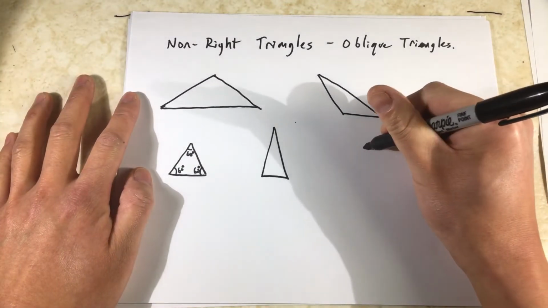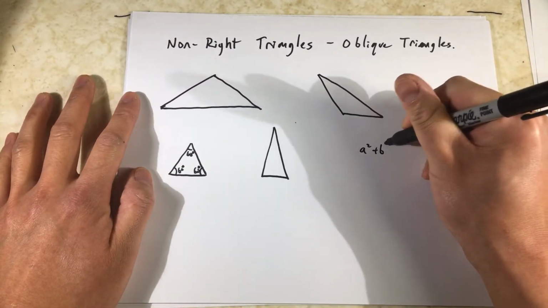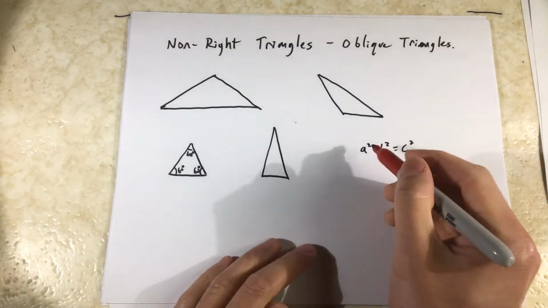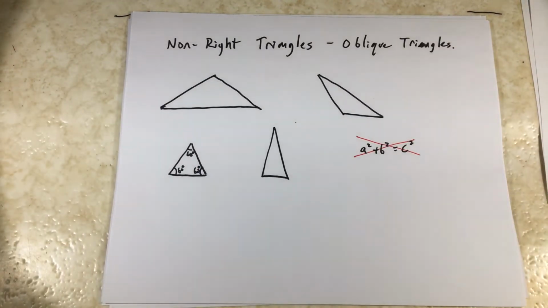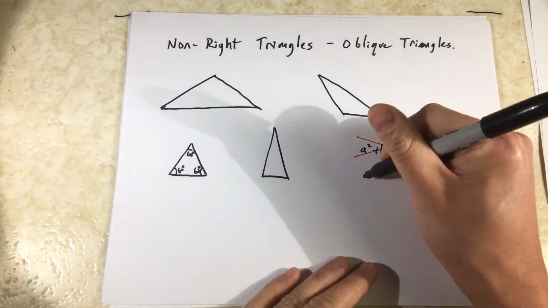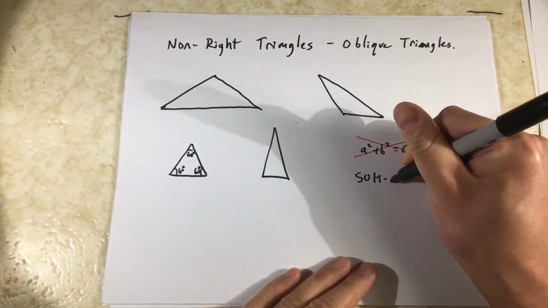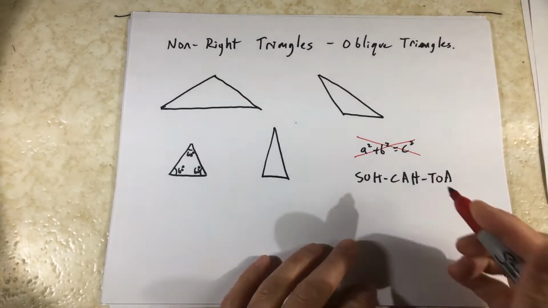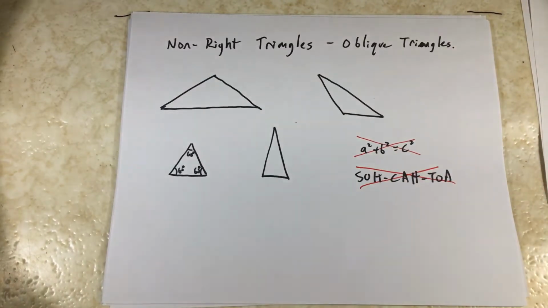Does the Pythagorean theorem work? And the answer is no. So the Pythagorean theorem is out. Does SOHCAHTOA work? And the answer again is no. So those were our two main tools for right triangles.